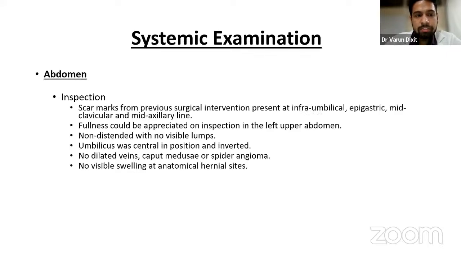On systemic examination of the abdomen, on inspection, scar marks from previous surgical intervention were present at infraumbilical, epigastric, mid-clavicular line, and mid-axillary line. Fullness could be appreciated on inspection in the left upper abdomen. The rest of the abdomen was non-distended with no visible lumps. Umbilicus was central in position and inverted. There were no dilated veins, caput medusae, or spider angioma. There were no visible swellings at anatomical hernial sites.